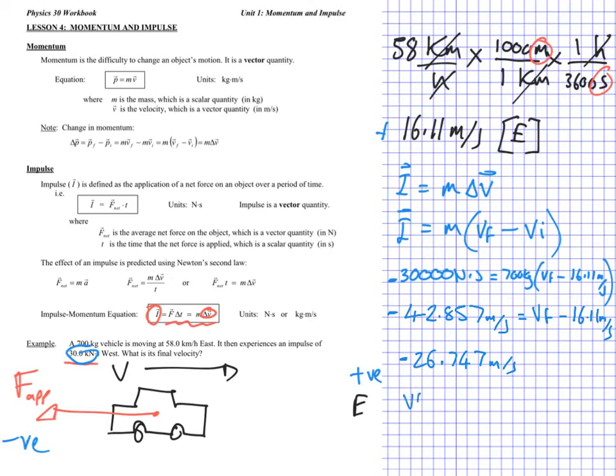My final velocity is going to be 26. I'm just going to check my significant digits. Significant digits here are 3 and 3 and 3. So I'm good to go there. 26.7 meters per second. And I've got a negative sign. So I'm going to say that that is west, or negative west.